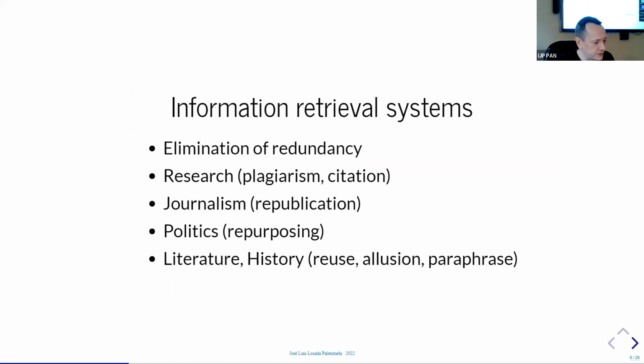This quantitative approach, as you know already, for the identification of textual units is a part of information retrieval systems. Many of the techniques of NLP, tokenization, lemmatization, and so on, and word embeddings are part of this field. And the goal is, for example, the elimination of redundancy in research. We know that it is used to identify plagiarism, citation in journalism, to analyze republication or news transmission, for example, and in literature and history, the reuse, the allusion, the paraphrase, and so on.